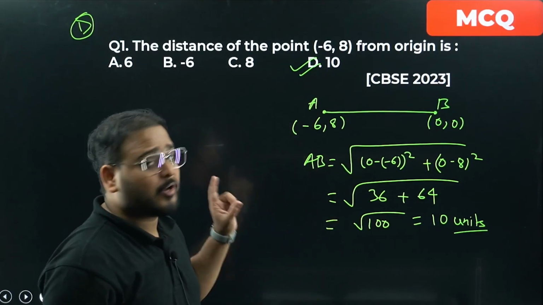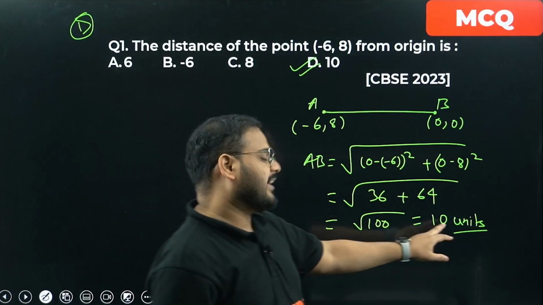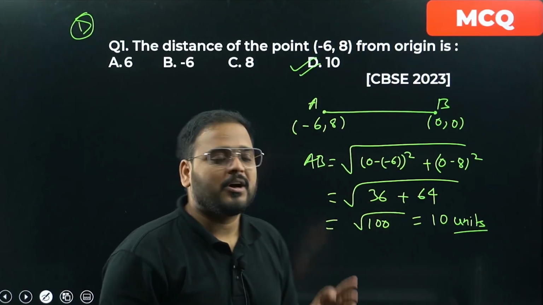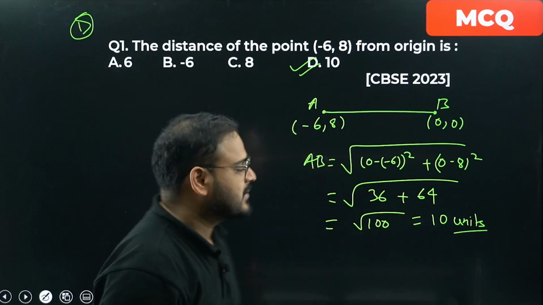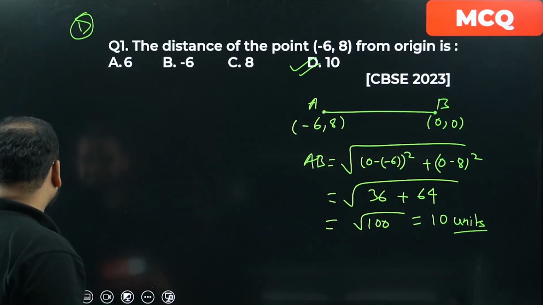But if it is a subjective question coming for 2 marks, write like this. Please mention the units also. What are the units, sir? Nothing is given, sir. Write units. Please write units. All of this matters.